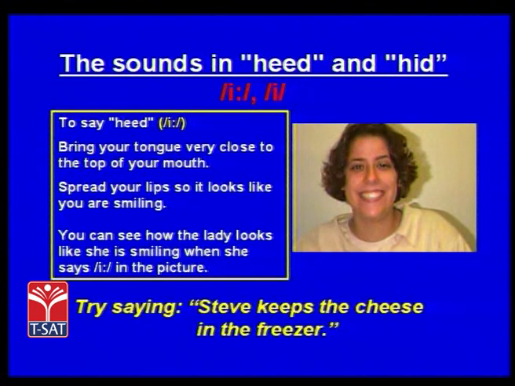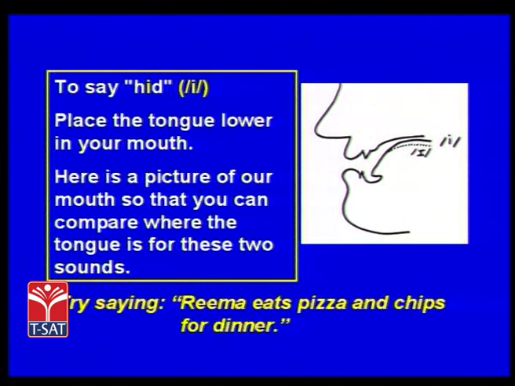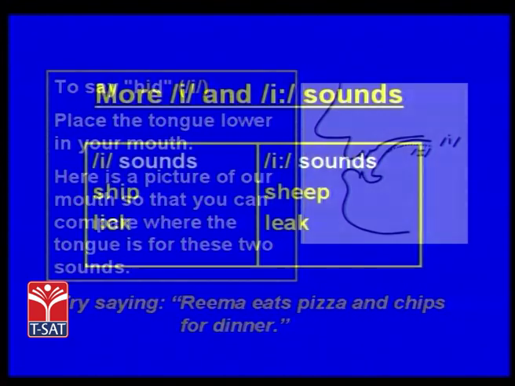If you want to get the short vowel sound I, place the tongue lower in your mouth. You can see the picture of the mouth, and you know how you're getting these two sounds. Rima eats pizza and chips. Pizza has a long sound and chips has a shorter sound. For dinner, dinner again has the short sound. This is a comparison of these two sounds and examples.